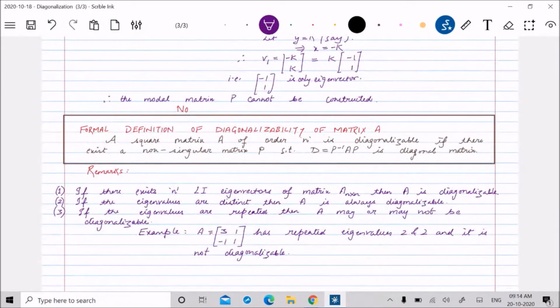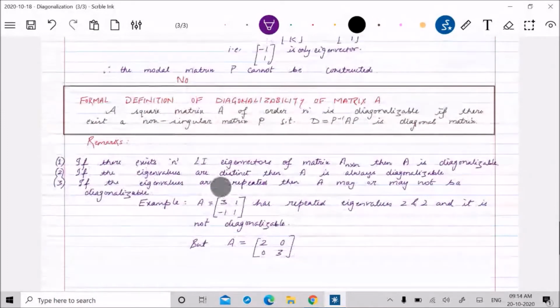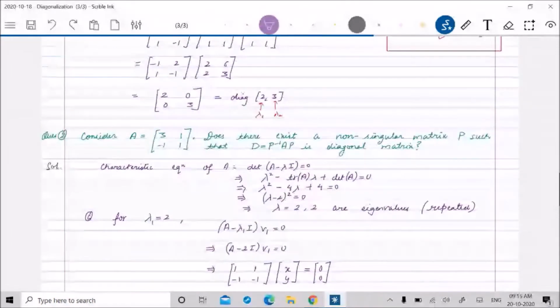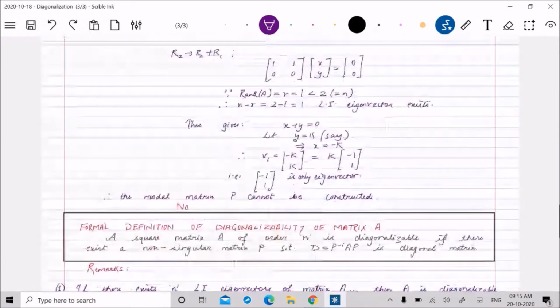But there exist matrices like A equal to 2, 0, 0, 3. Can you see this matrix? Oh, sorry, I should write 2, 2: it has repeated eigenvalues 2 and 2. If you find the eigenvalues of this matrix, you will be getting 2 and 2. Should I show how to get the eigenvalues of this matrix? If you find the eigenvalues using that shortcut formula, those will be 2, 2. Use this formula to get the eigenvalues.